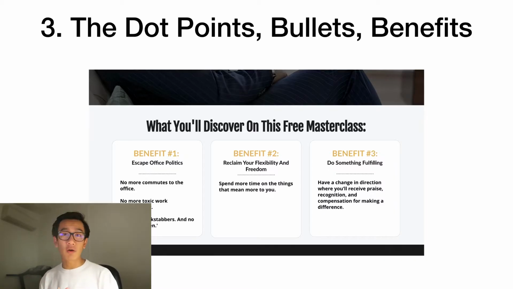3, dot points, bullets, benefits. This is very important. You want to have 3 dot points on why you believe that person should opt in to get that free webinar, to get that free call, and you often want to give bullet points or benefits to reaffirm what the client is getting out of this opt-in.